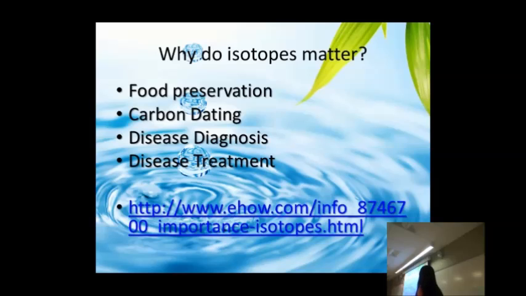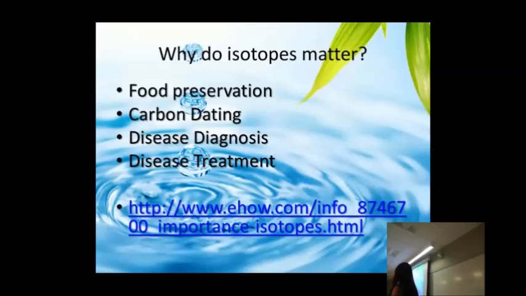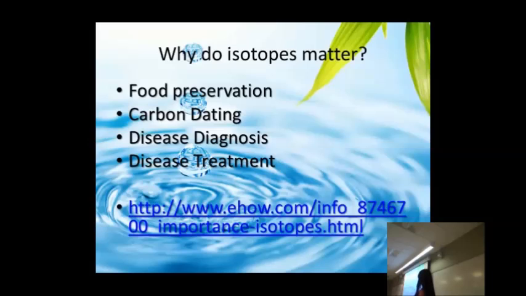It's important in carbon dating. Carbon dating is how we tell how old rocks are, or how old fossils are, or things that are thousands of years old. In carbon dating, we look at how much carbon-14 is left in an organism. It decays over time and becomes less and less carbon. So we can look back thousands, hundreds of thousands, millions of years and tell how old something is.